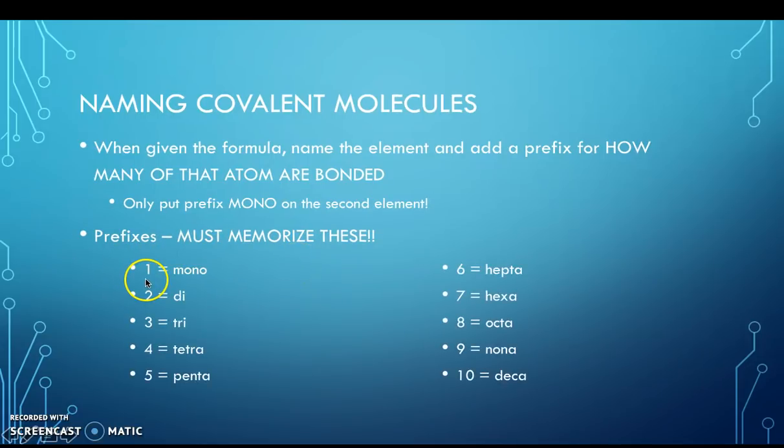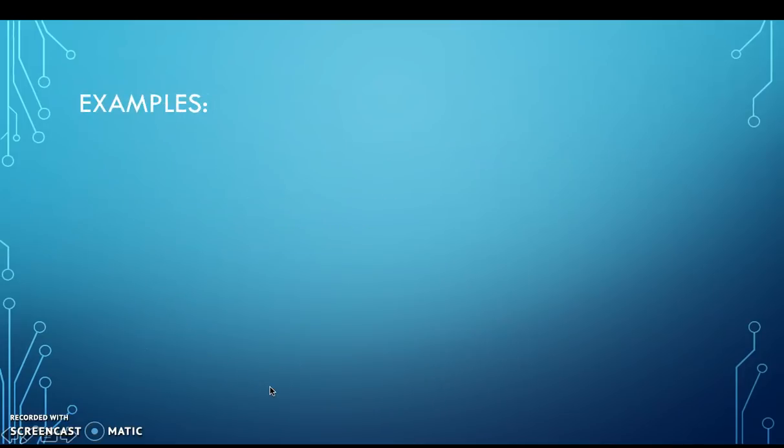Okay, so if it's a 1, then it's mono, 2 is di, 3 is tri, 4 is tetra, 5 is penta, 6 is hepta, 7 is hexa, 8 is octa, 9 is nona, and 10 is deca. So for these covalent molecules, we don't need to know, does it form a +1 charge? Does it form a negative charge? We don't need to know any of that. We just look at the formula, see if we see a 2 subscript on a carbon, then it means we write dicarbon. Okay, we're going to practice a few of these here.